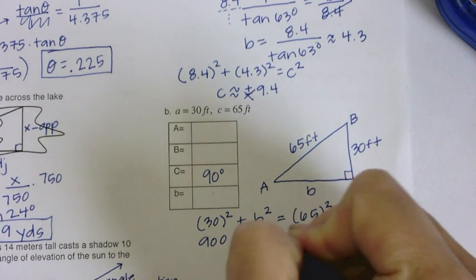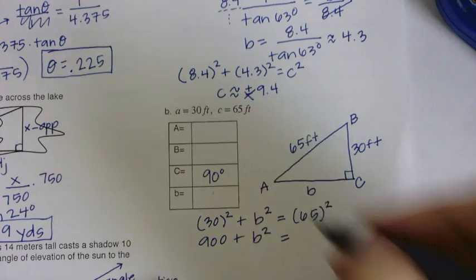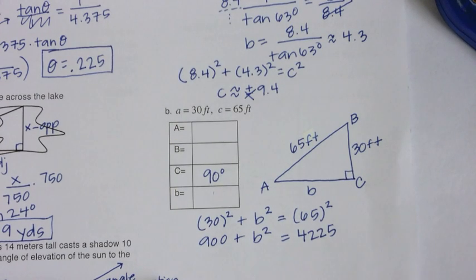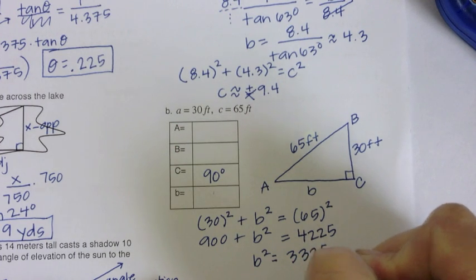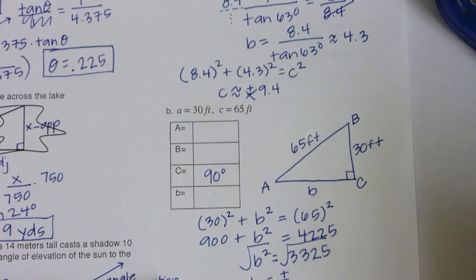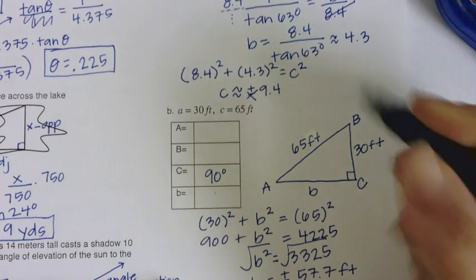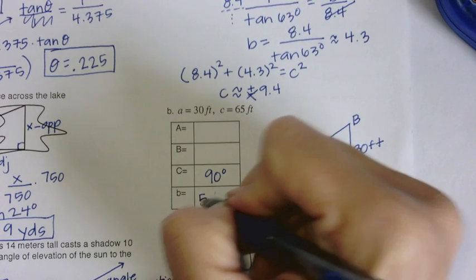So always follow order of operations, which says that you have to do parentheses and exponents first. Equals 4225. Subtract out the 900. B squared equals 3325. Square root, B equals plus or minus, and we have 57.7. You can always ask yourself if that makes sense. Well, this is the longest side, so as long as it's slightly less than that, it's good.